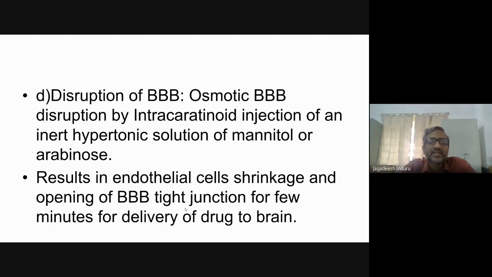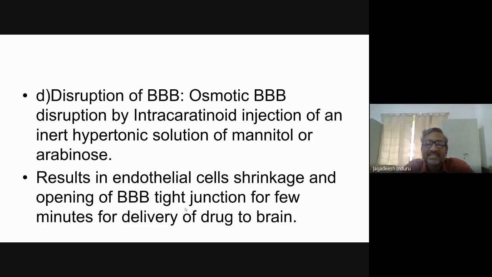The fourth one is the disruption of the blood-brain barrier. Here we use osmotic disruption by intracarotid injection of an inert hypertonic solution of mannitol or arabinose. That results in endothelial cell shrinkage because of the hypertonic solution. You know hypotonic and hypertonic.